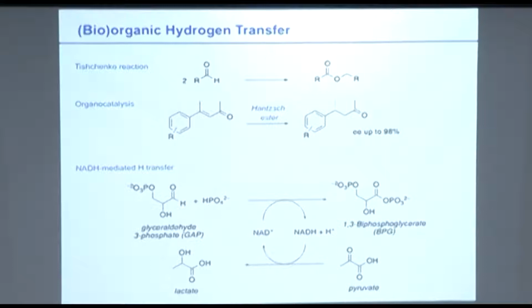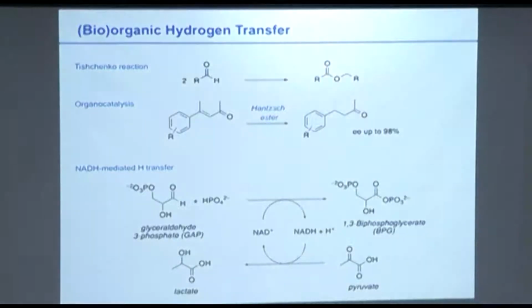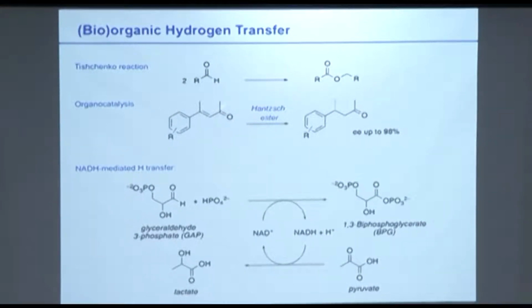Biology has used transfer hydrogenation for millions of years, and we also see it often spontaneously in the Tishchenko reaction, where two aldehydes react together to form an ester. Formally this involves a hydrogen transfer from one carbon to another carbon. One carbon is oxidized, the other is reduced, so this disproportionation reaction is basically a hydrogen shift from one to the other. Biology uses it all the time.